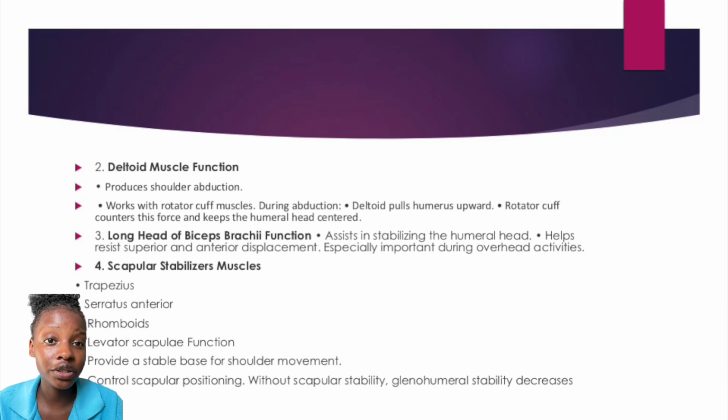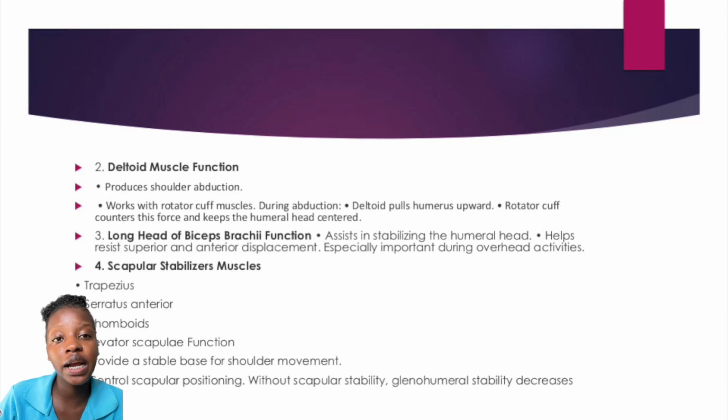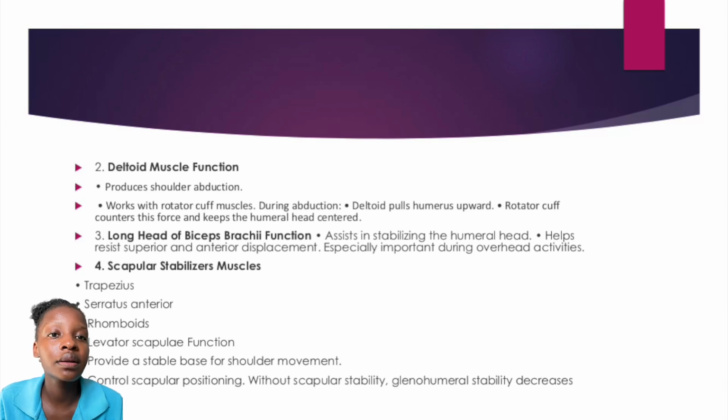For the deltoid muscle, the function is that it produces shoulder abduction and also works with the rotator cuff muscles. During abduction, the deltoid pulls the humerus upward and the rotator cuff counters this force and keeps the humeral head centered. Long head of biceps brachii function: it assists in stabilizing the humeral head.